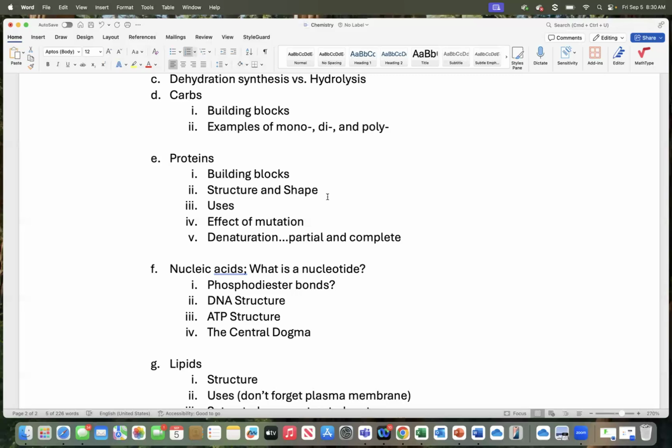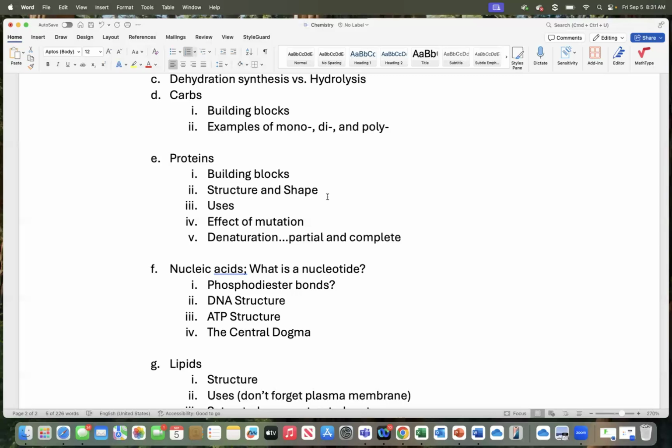We're moving on to proteins then. Proteins have as their building blocks something called amino acids. And there are 20 different amino acids that are used to form every single protein on Earth by putting those amino acids together in different orders and different lengths to create different shaped proteins.